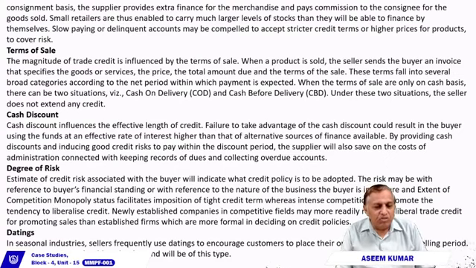Dating. In seasonal industries, sellers frequently use dating to encourage customers to place their orders before a heavy selling period. For many consumer durables, the demand will be of this type. Like in the off season, for air conditioners and refrigerators, you are encouraging them to give their order so that at least you are giving them the different schemes and increasing your sale of these consumer durables.